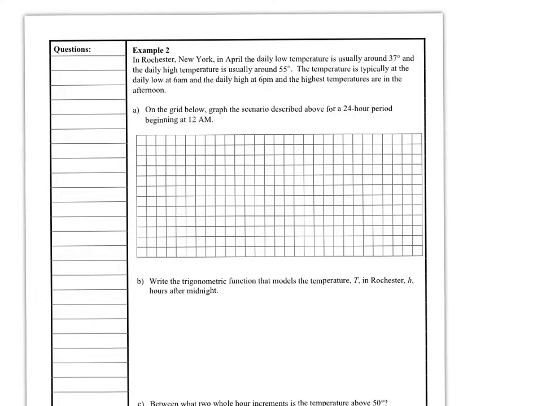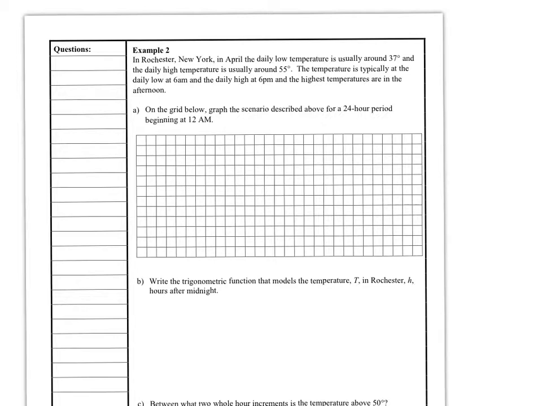Okay, so here we go. Rochester, New York. In April, the daily low temperature is around 37 and the daily high temperature is usually around 55. The temperature is typically at the daily low at 6 a.m. and the daily high at 6 p.m. Yeah, that was fudged. But we'll go with it. And the highest temperatures are in the afternoon, right? Well, yeah, that makes sense, right? I mean, I guess.